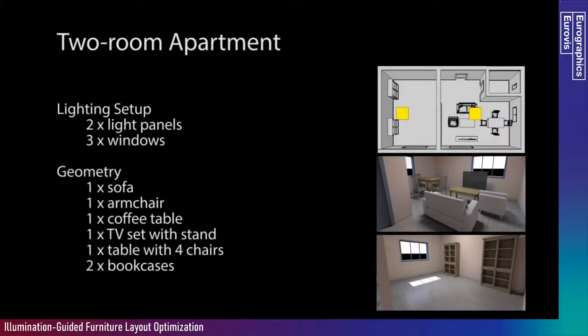First, we have a proposed arrangement for the two-room apartment with two light panels and three windows. This is a well-lit room. The trickiest lighting goal here is glare avoidance. Our algorithm is successful in finding one of the few arrangements that minimizes glare on the TV screen while keeping the table and living room set sufficiently illuminated.